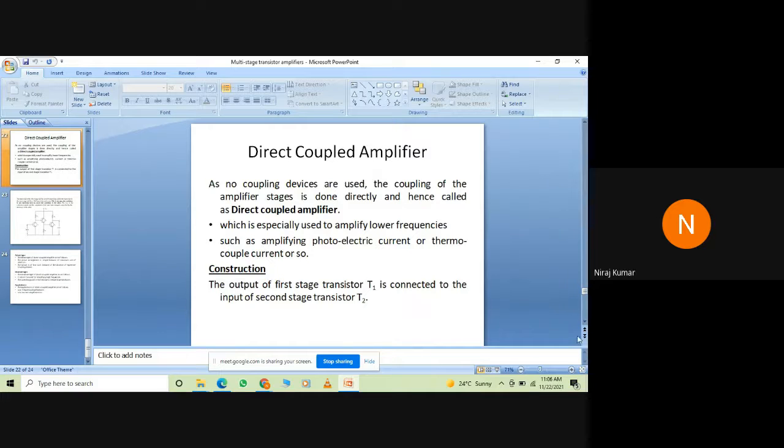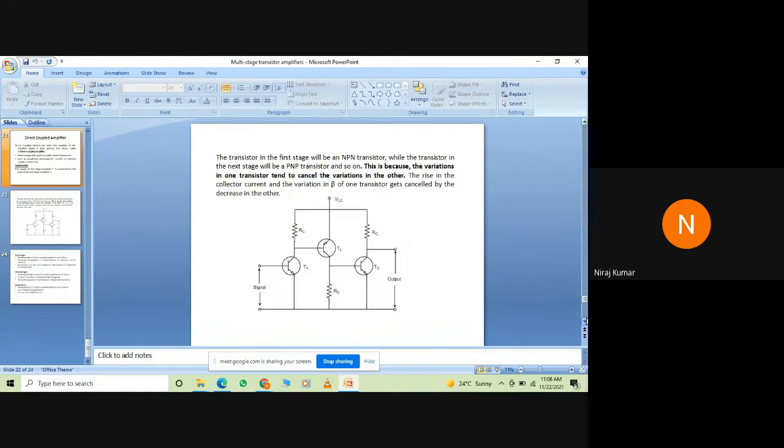We can say the output of the first stage T1 is connected to the input of the second stage T2. This is a circuit of the direct coupled amplifier. The primary stage's output is directly connected to the secondary input, and the second output is directly connected to the tertiary input. This is a three-stage amplifier.